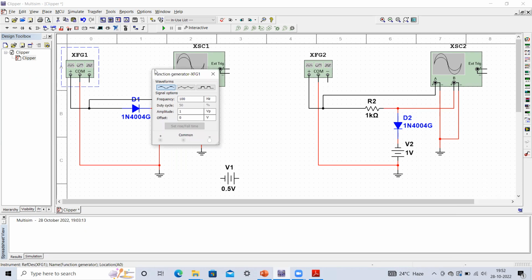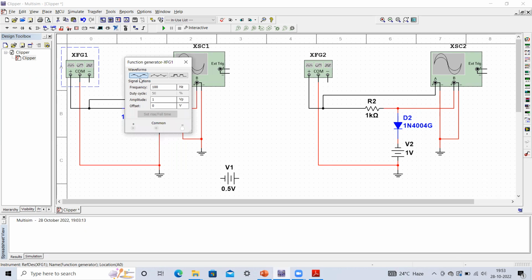Here I have selected the waveform to be sinusoidal, and I have taken the frequency equal to 100 hertz. The peak amplitude I have taken is 1 volt V peak. So the peak to peak value of the input signal will be equal to 2 volt, because this represents the V maximum value, right?